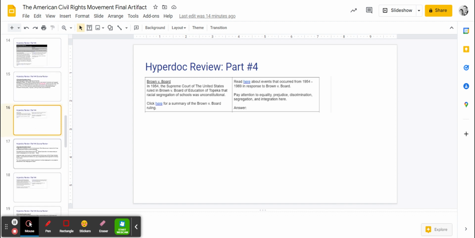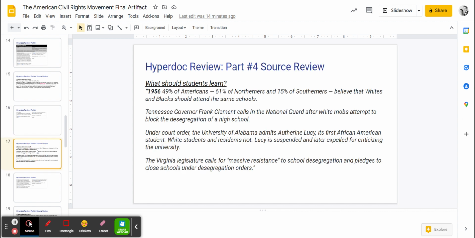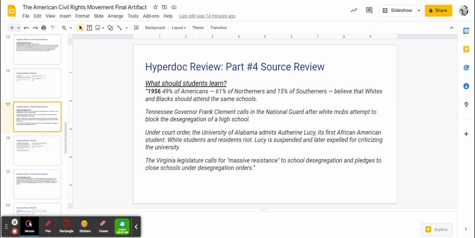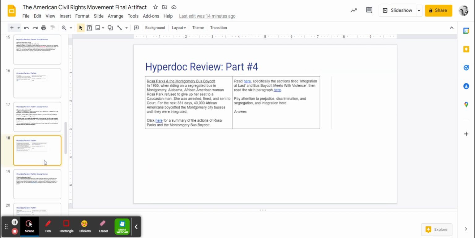So in part 4 in Brown v. Board, looking at the response to that, students should learn that even though Brown v. Board passed, there was a ton of resistance to integrating schools and providing students with an equal education. So again, here's an example of those sources that students will look at and the information they will find. I have students then looking at Rosa Parks and the Montgomery bus boycott.